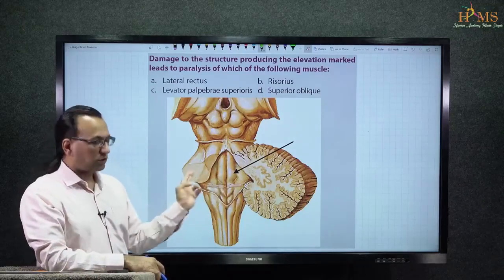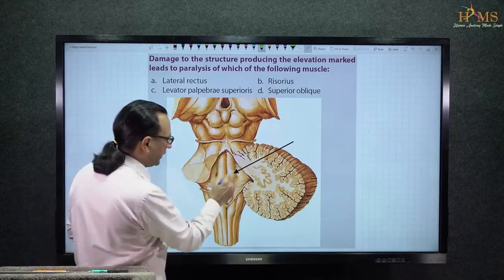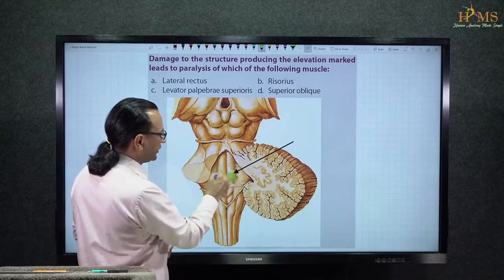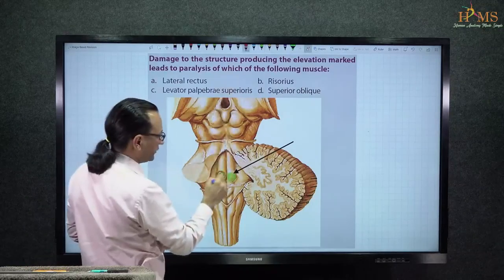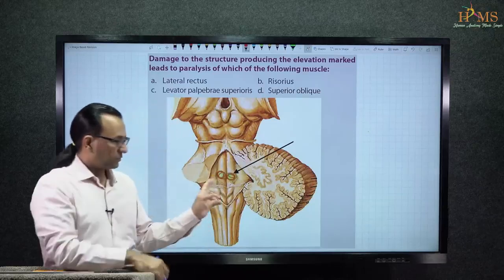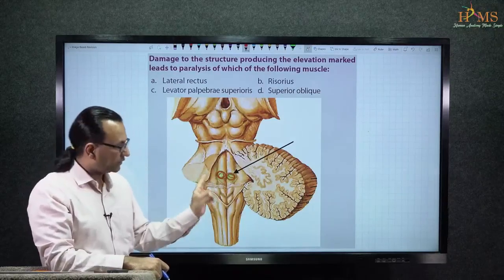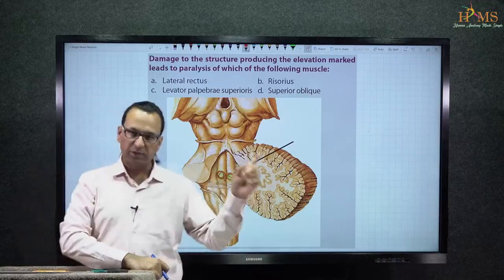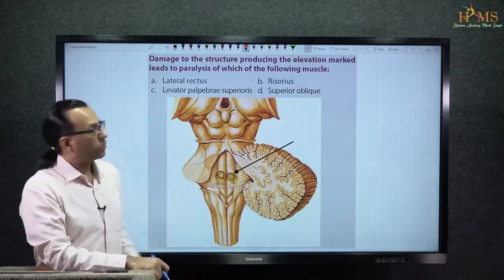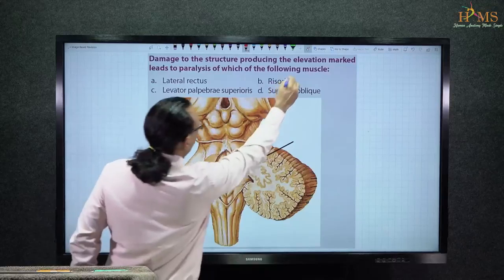In the lower pons on the dorsal side, there is a rounded elevation which is called the facial colliculus. And deep to this facial colliculus will be the axons of the facial nerve. If the facial colliculus is damaged, the axons of the facial nerve are damaged, and muscles of facial expression will be compromised, like risorius. So our answer should be risorius.